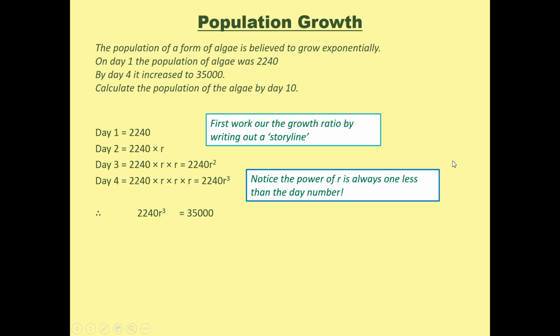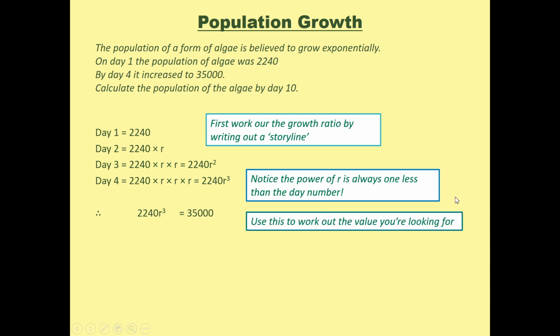We're also told, though, that day 4 is 35,000. Therefore, we can write a formula, or an equation actually. 2,240 R cubed is equal to 35,000. We can use that to work out the value. We can start as an equation. We divide each side by, in this case, 2,240. It tells us that R cubed is 15.625.